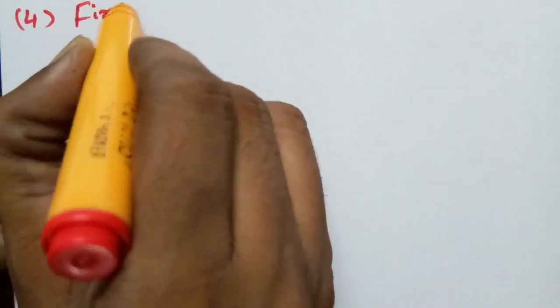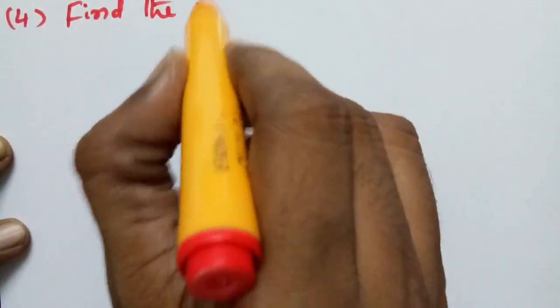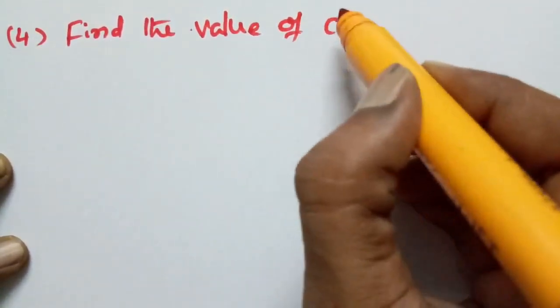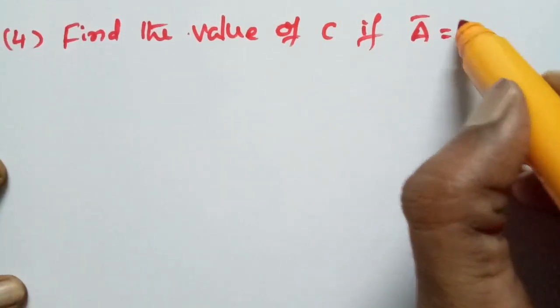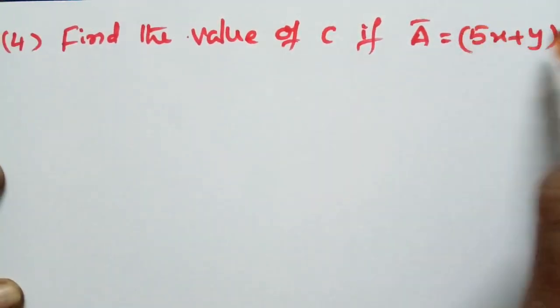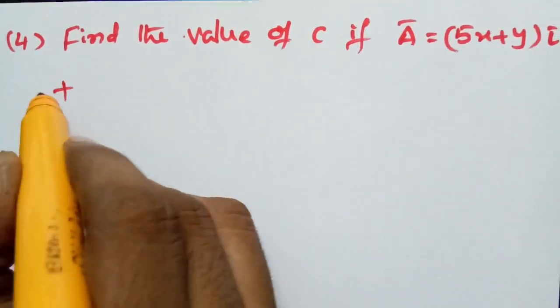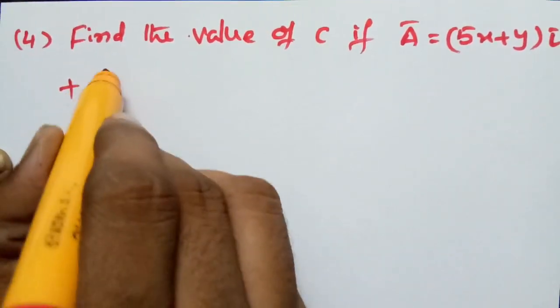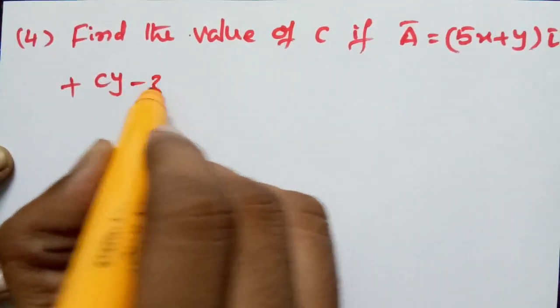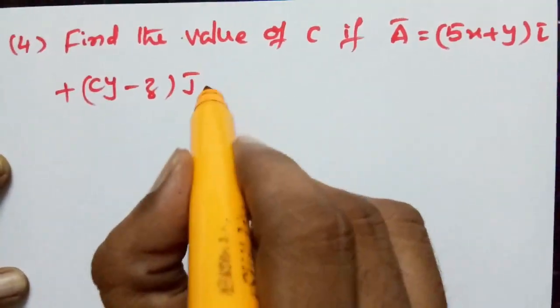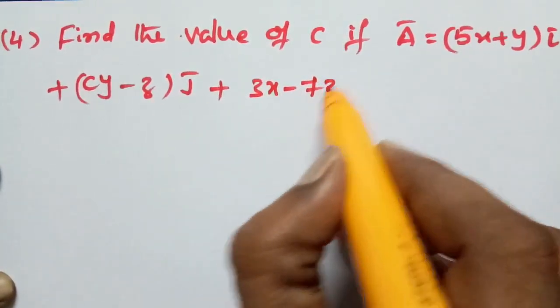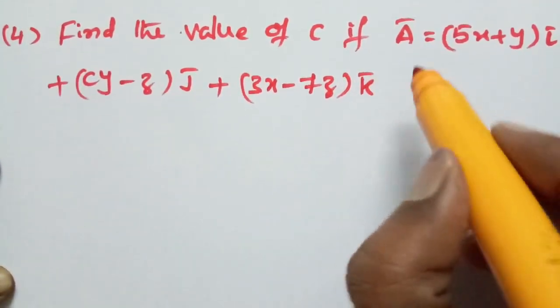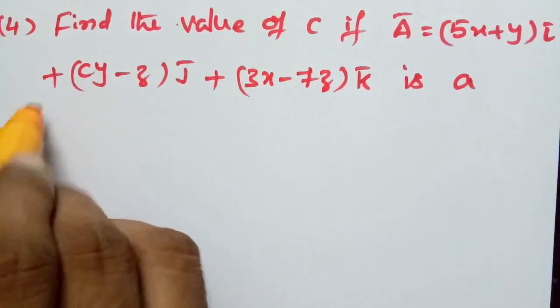Therefore, f bar is a solenoidal vector. Fourth one, find the value of C if A bar is equal to (5x plus y) i bar plus (cy minus z) j bar plus (3x minus 7z) k bar is a solenoidal vector.